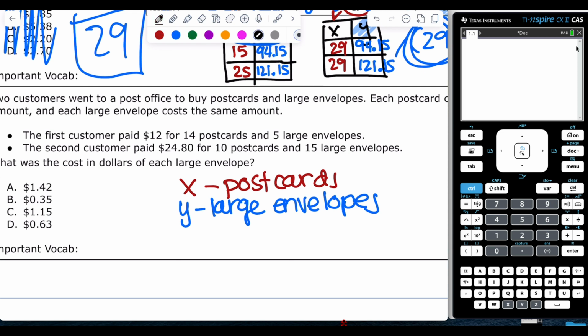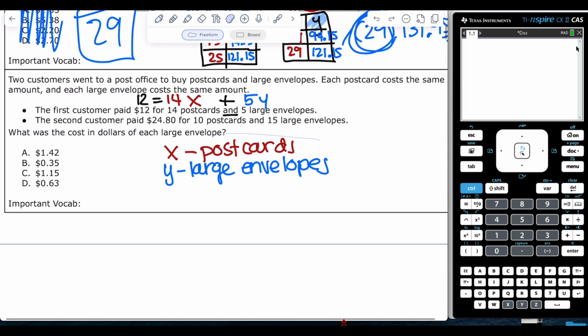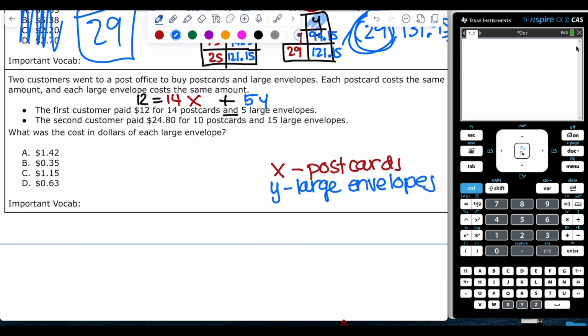Okay. Now, I'm going to write my equation. I have $12 is equal to 14 postcards, which is x. Then I have the word and, which is plus. Then I have 5y, because this is large envelopes. So that's my first equation. Now, I'm going to make my second equation. I have the second customer paid $24.80 equals 10 postcards, 10x, and plus 15y.